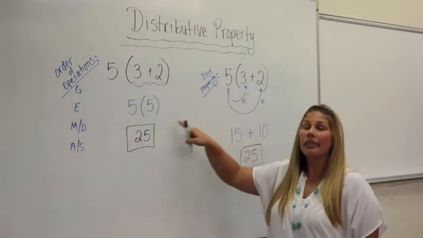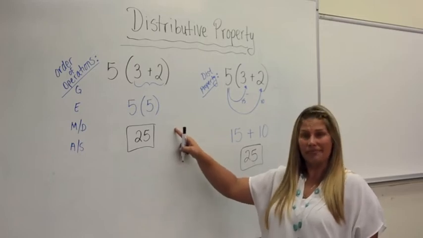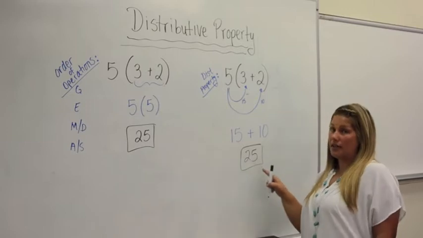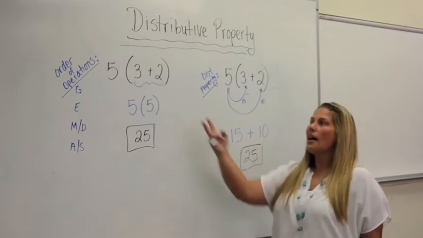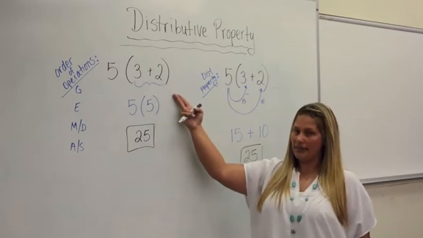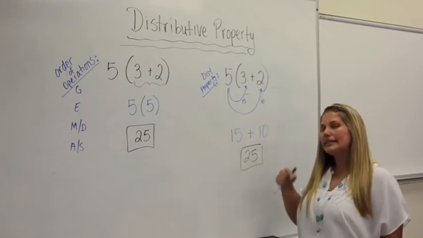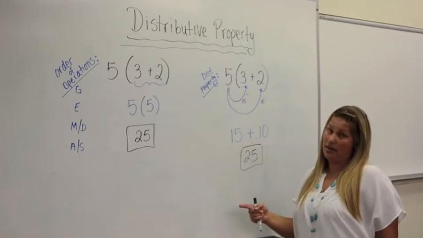I agree, this one is a lot simpler. The problem is, when we start to include variables in our problem, we're not going to be able to combine them like this. So that's why distributive property is really important. So let's get to some examples with those variables.